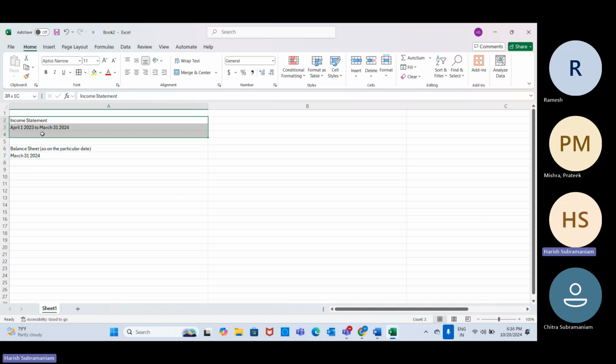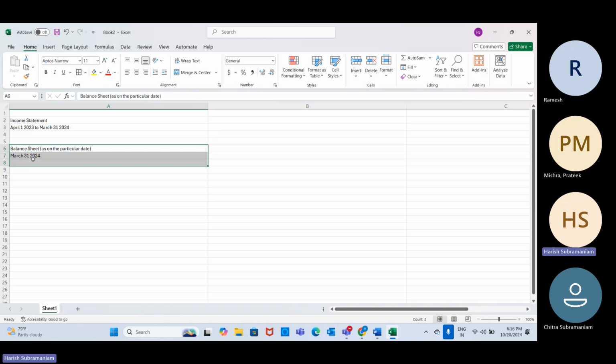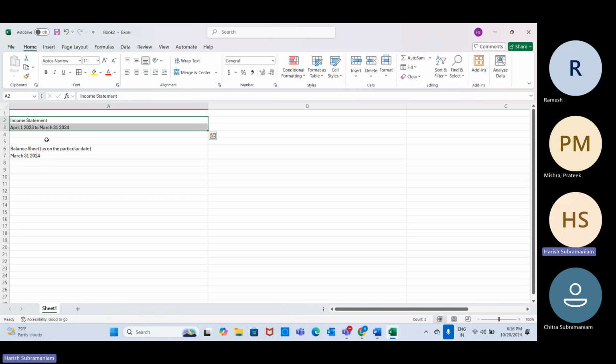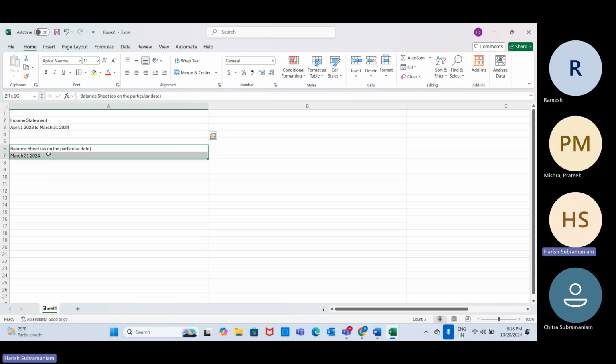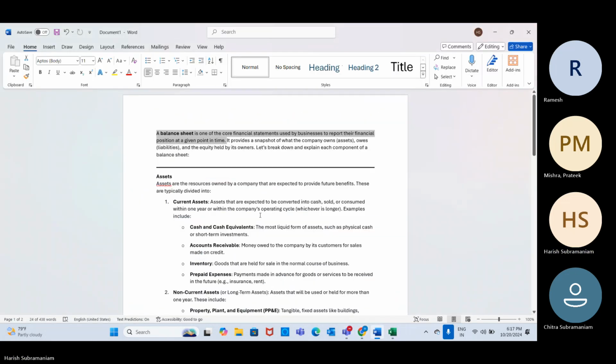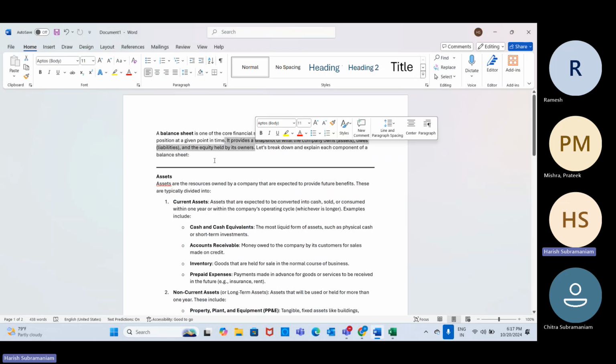So this is one of the key differences between the income statement and the balance sheet. The income statement is continuous, measured over a period of time. Balance sheet is measured as on that particular date. So as on this date, what are the assets that the company has? What are the liabilities that the company has? And what is the financial position of the company? So it provides a snapshot of what the company owes, and the equity held by its owners. So it gives you the snapshot as on that particular date.